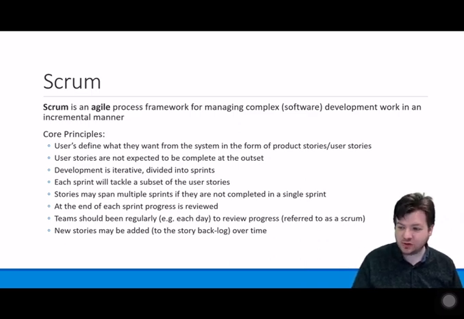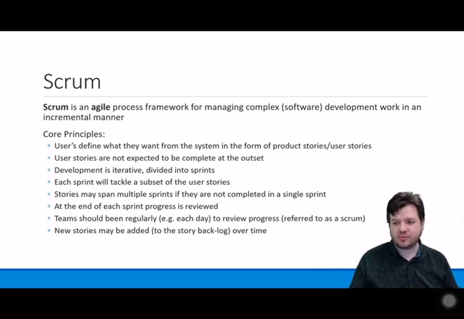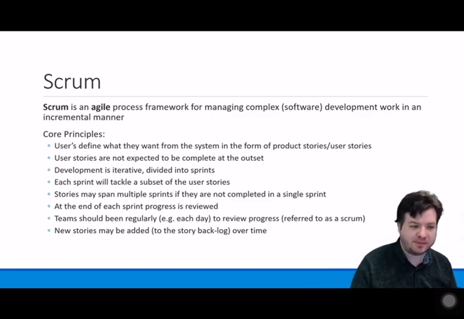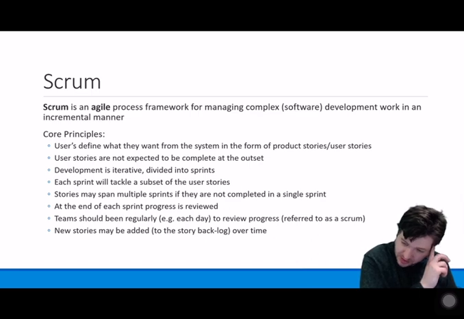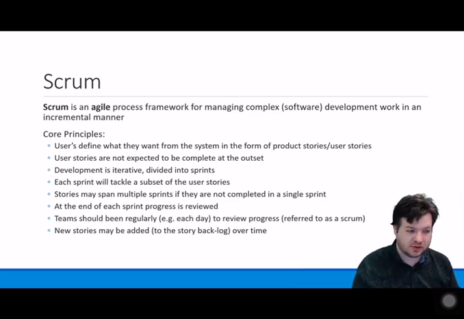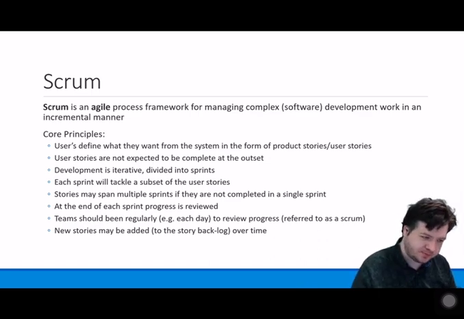Development is going to be iterative, and effectively you will be tackling a subset of the functionality during each iteration, where these iterations are known as sprints using Scrum terminology. So a sprint will tackle a subset of user stories, and user stories may end up spanning multiple sprints if they cannot be completed within a single sprint, either because they're large or because they just overrun beyond the length of a single sprint.